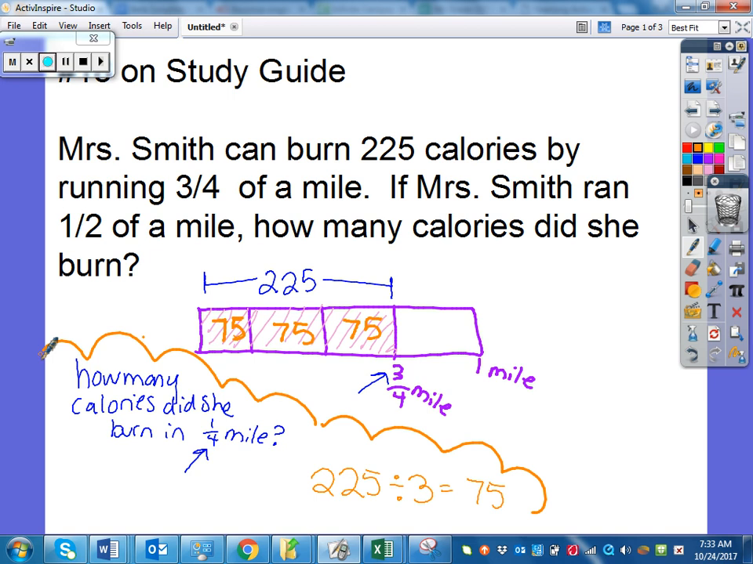So 1/4 of a mile was 75 calories, but we wanted to figure out how much was 1/2 of a mile. For my drawing, I know that this right here would represent 1/2 of a mile, and that would be 150 calories.